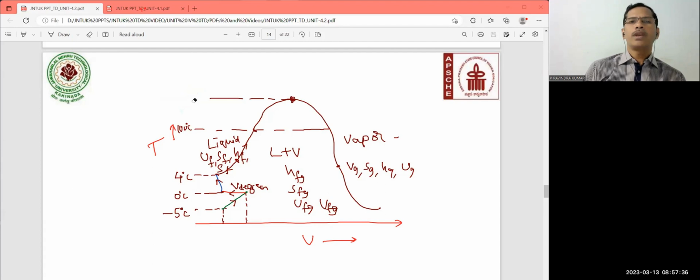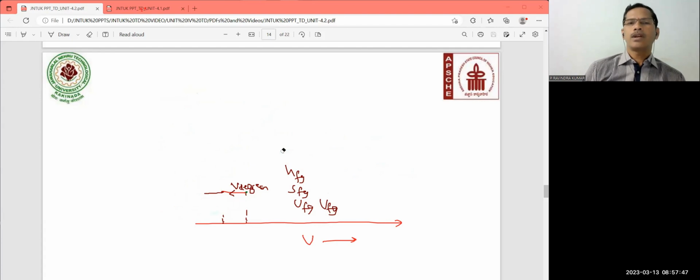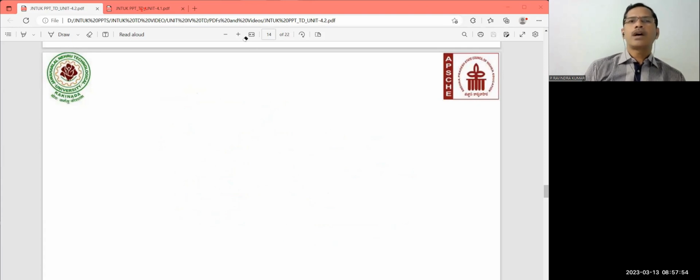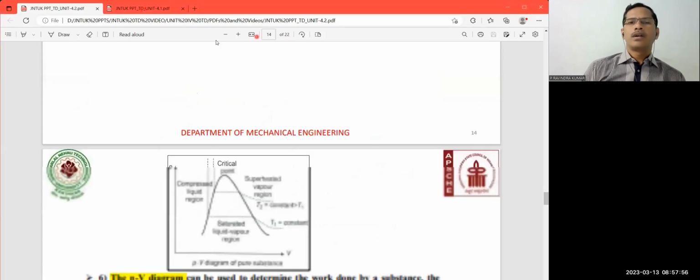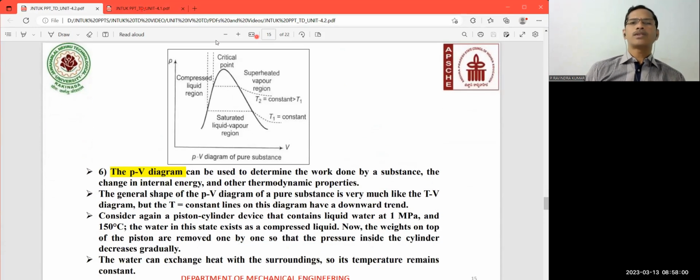So that is the meaning of the property diagram. What is the significance of this property diagram? All these things are discussed on the property plane. Once these things are over, then the PV plane, the PV diagram, is also there.